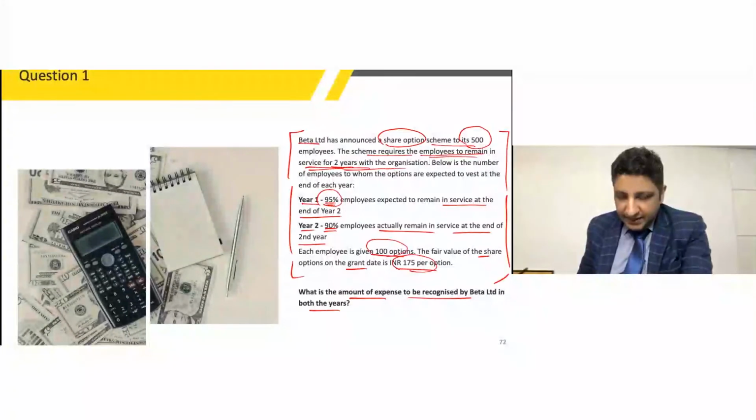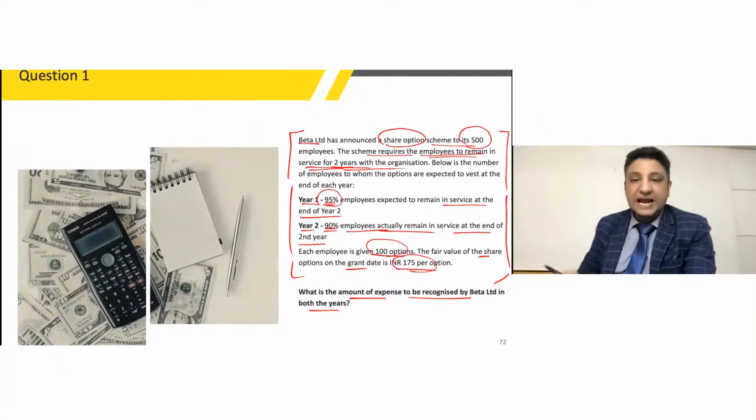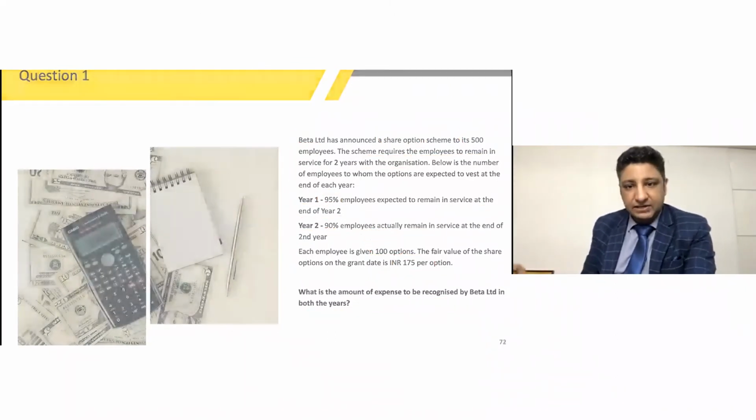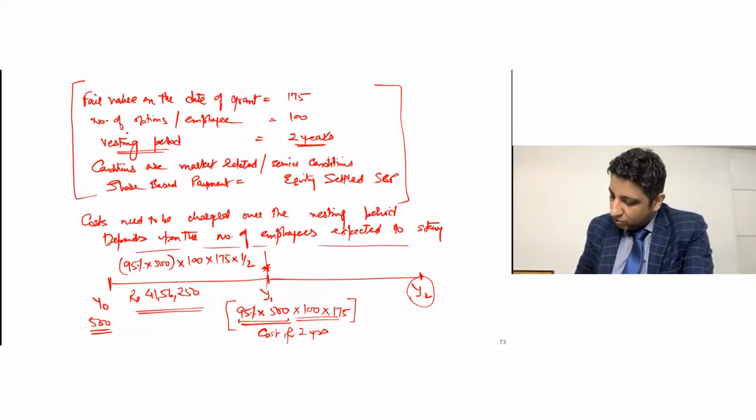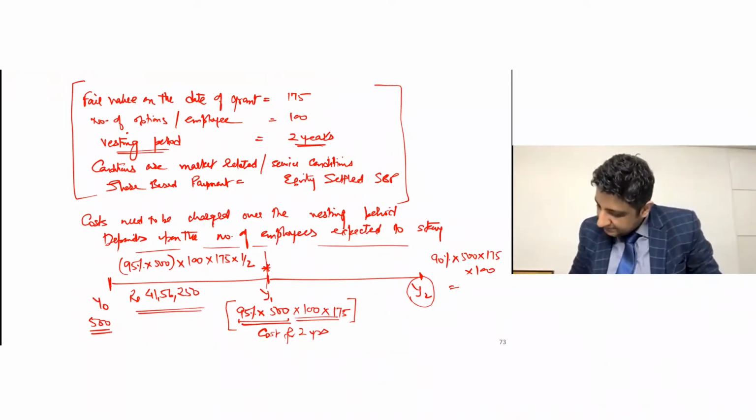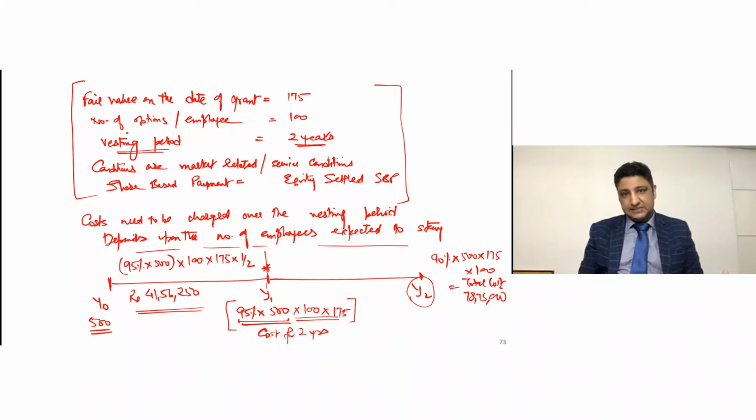Okay. Now, when you look at the year end 2, which is the completion of the vesting period, we are now provided that actually speaking, only 90% of the employees have stayed, which now gives me the same parameter of the calculation, which is, if I were to look at it, my total cost would be 90% into the 500 employees into 175, which is the value of the option, and the number of options, which are 100. Now this number comes at 78 lakhs 75,000. Now this is my total cost. This is my total cost for 2 years, right?